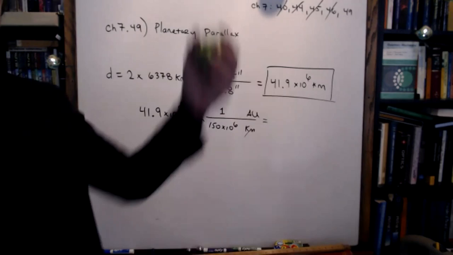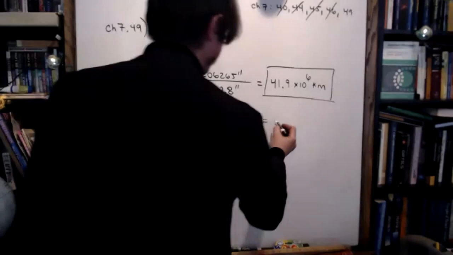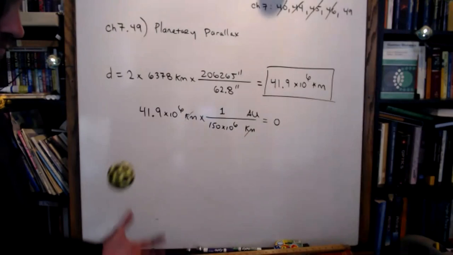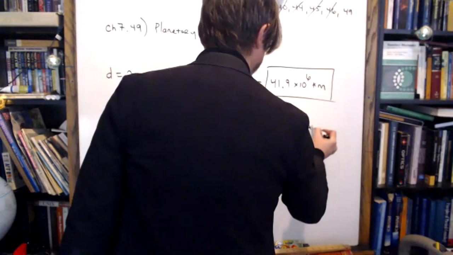Just read it to me, Cam. 3 sig figs. 0.3. No, I want 3 sig figs, please. Oh, 0.28. I want 3 sig figs. That's only 2. Okay. 0.279 AU. Now, that's the distance from Venus to Earth, right?